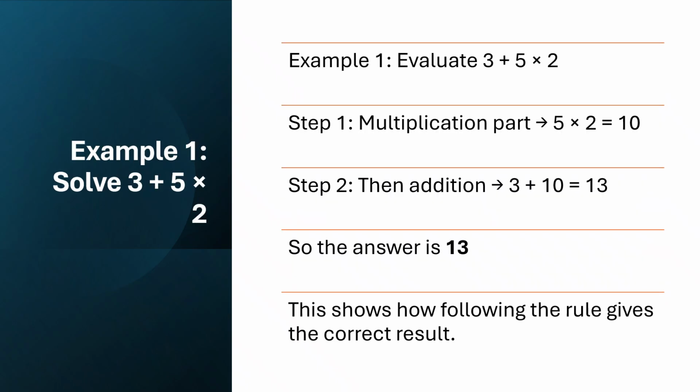Let's apply what we've learned to a real expression. 3 plus 5 times 2. We follow PEMDAS. No parentheses, no exponents, so start with M or D. This means the first compute is 5 times 2 equals 10. Then add the 3. So 3 plus 10 equals 13. Therefore, the correct answer is 13. Only by following the correct order do we get this result.